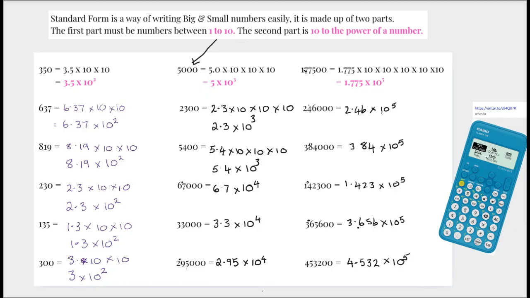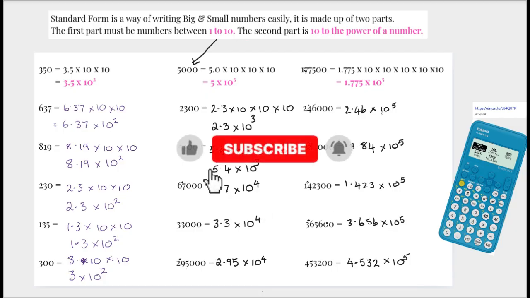Okay, so the best way now is to watch my video where you reverse it and we put it into original numbers from standard form. Okay, take care.